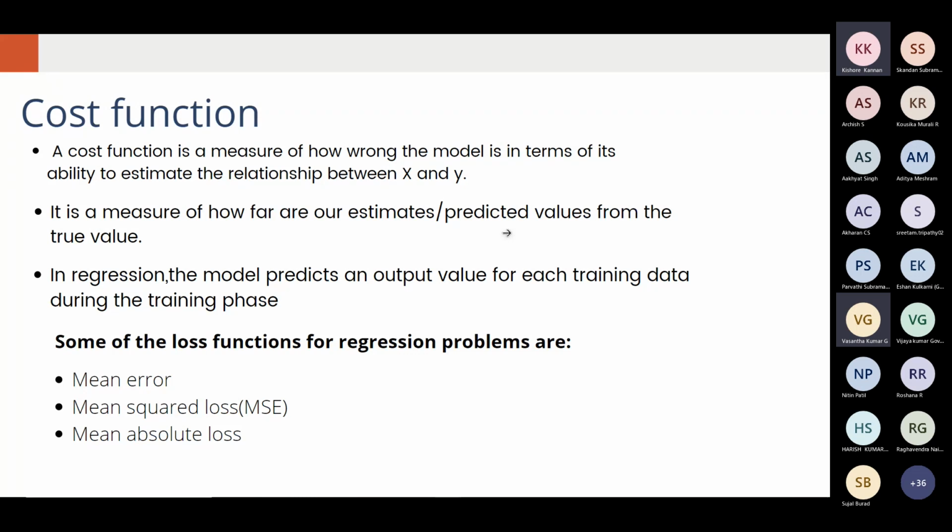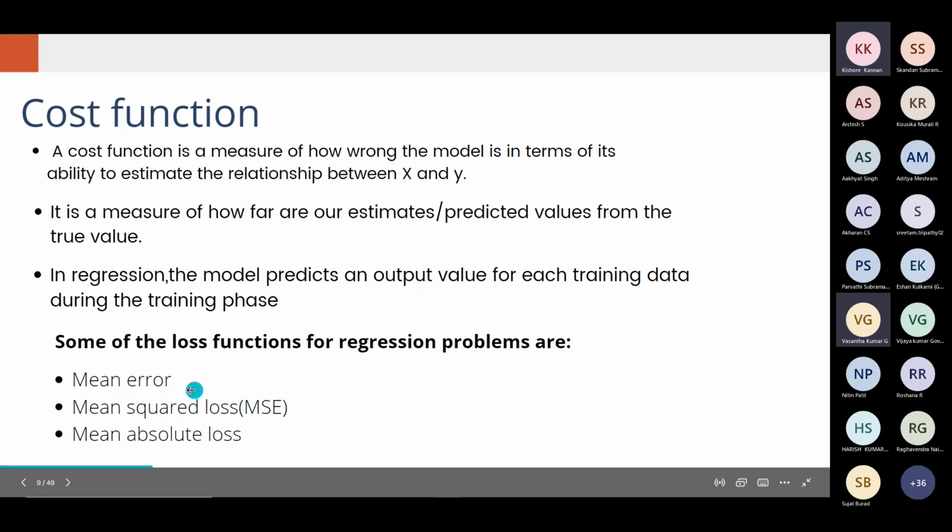And in machine learning, especially in supervised learning, we have two types of problems. The first one is the regression problem, and the second one is the classification problem. For both of these, we have different types of cost functions, so let's look at them one by one. In the case of regression, we have three cost functions, and they are mean error, mean square loss, and mean absolute loss.